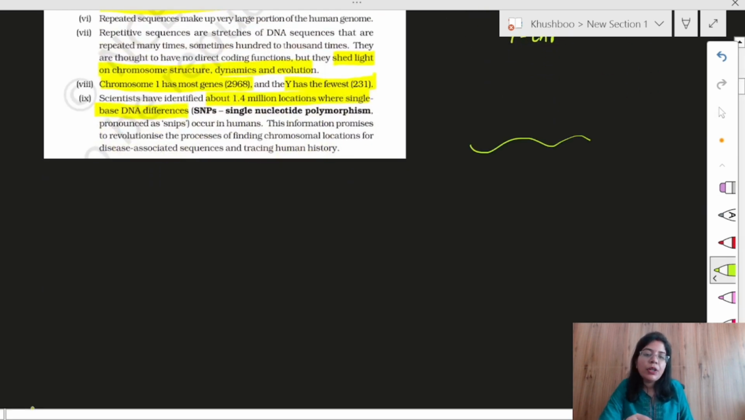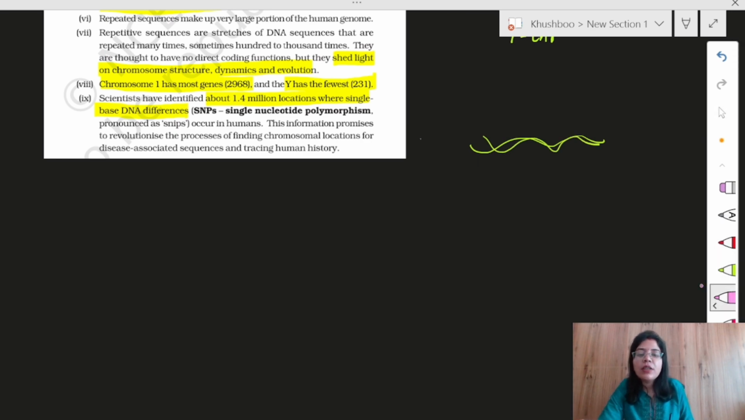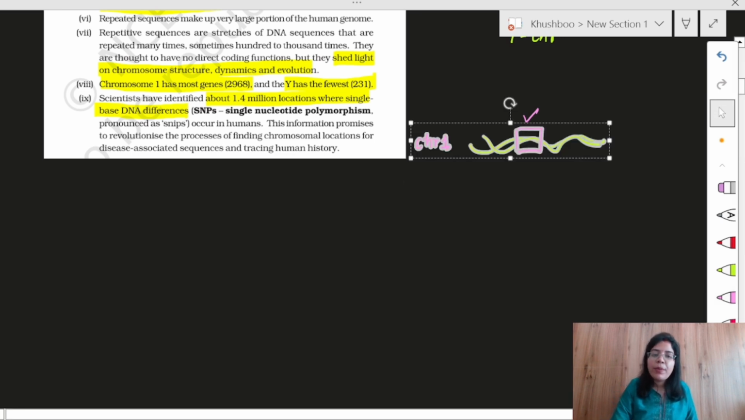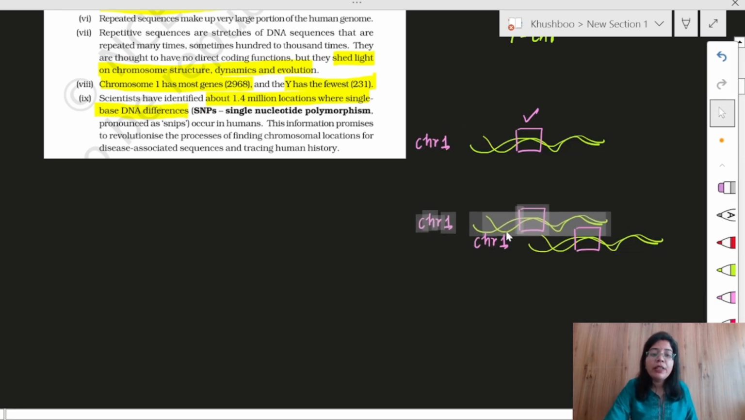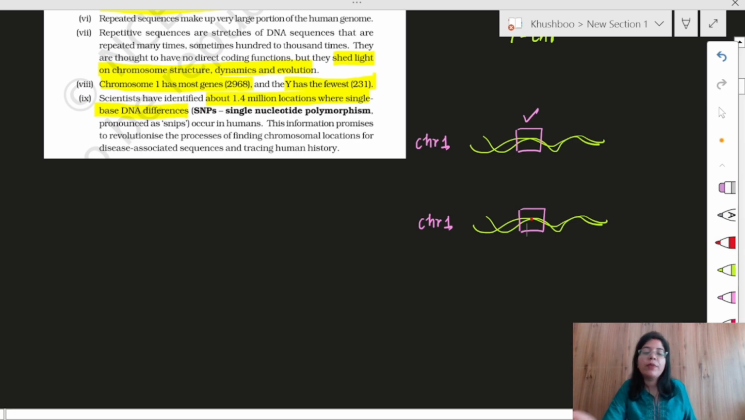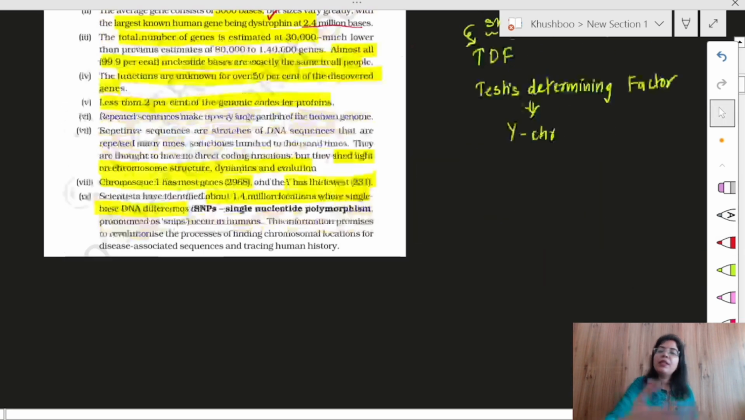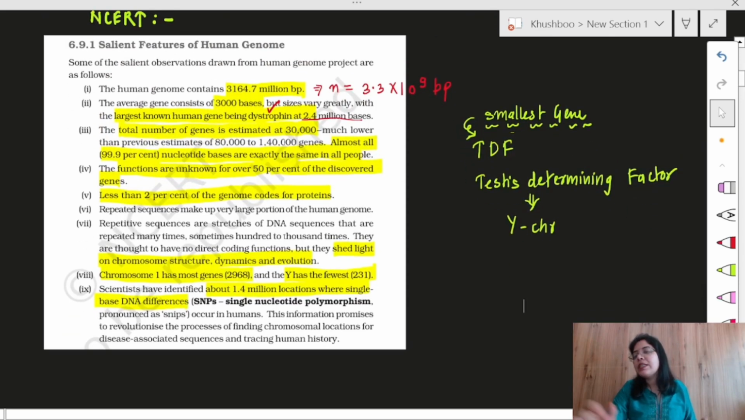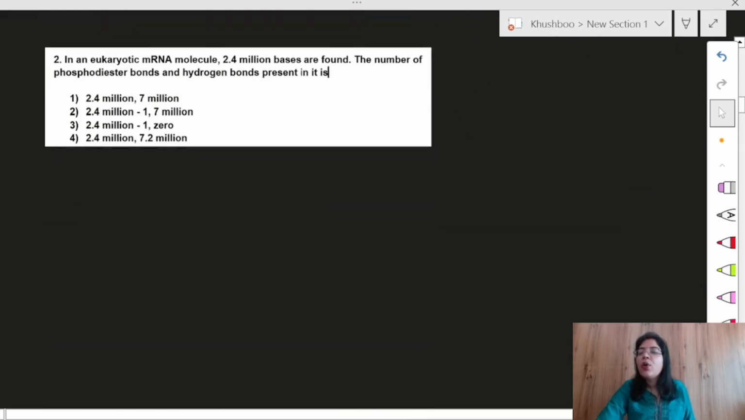If I take this particular DNA, the same part of the DNA, let's suppose this DNA is present on chromosome number 1, and I am looking at this segment, it will have some sequence, right? So the same DNA, if I look at chromosome number 1 in any other person, everything will be the same. Only one base will be different. Rest everything is the same, right? This is called SNP, single nucleotide polymorphism, right? So this we have to remember, these salient features of DNA we need to study. Okay, understood. Now we have the second question.